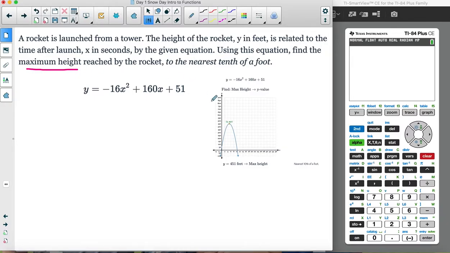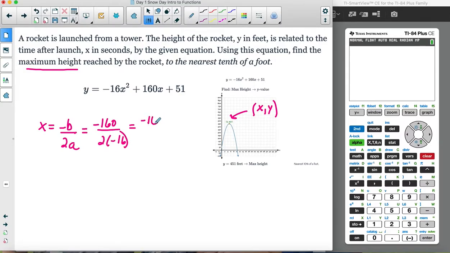So remember, for the max height, you're looking for that vertex, and the max height is going to be the y value of that vertex. The x value is going to give me the time. The y value is going to give me the actual height. So the first thing I'm going to do to get the x value is negative b over 2a. In this case, it's going to be negative 160 over 2 times my negative 16.